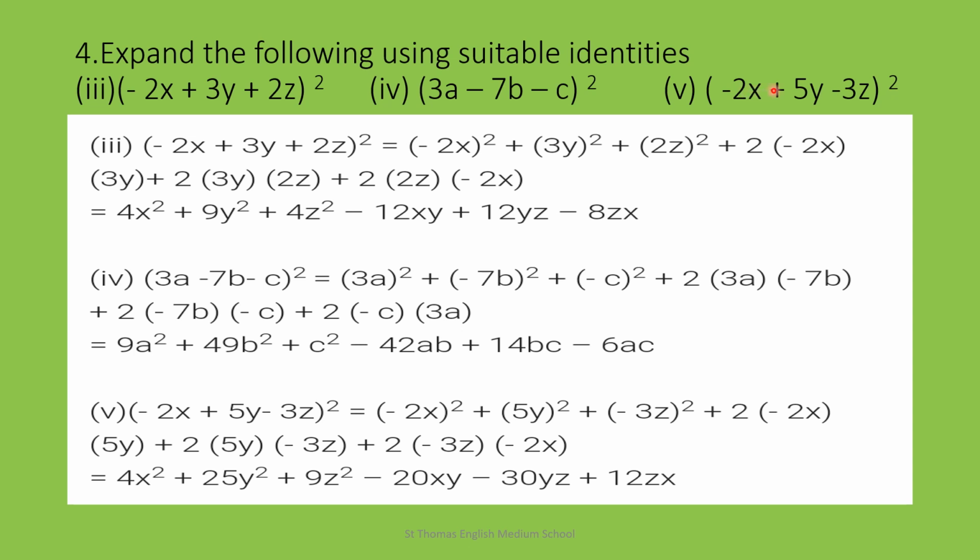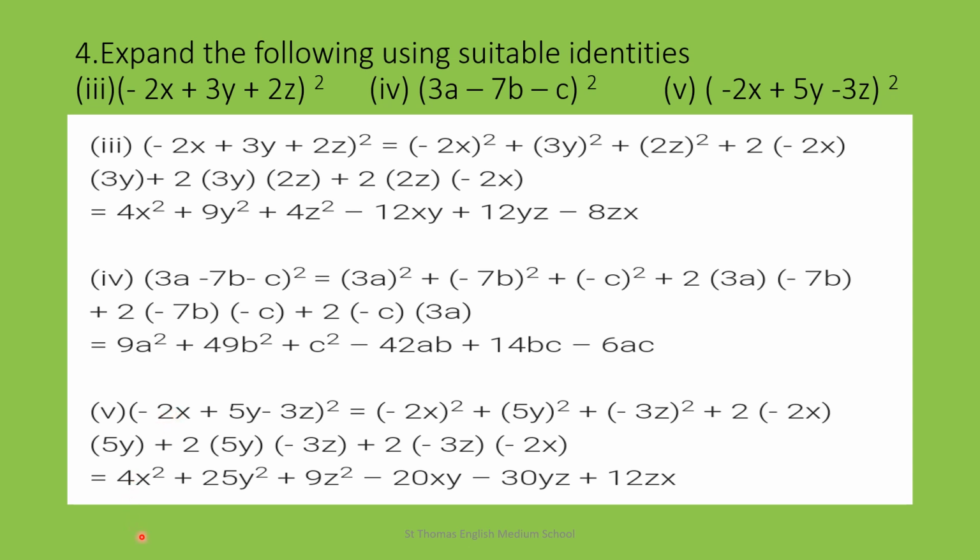Same way you can do the fifth. It is minus 2x plus 5y minus 3z whole square. Here a is minus 2x, b is 5y and c is minus 3z. So please substitute the value in the identity. You will have minus 2x whole square plus 5y whole square plus minus 3z whole square plus 2 multiplied by minus 2x multiplied by 5y plus 2 multiplied by 5y multiplied by minus 3z plus 2 multiplied by minus 3z multiplied by minus 2x.